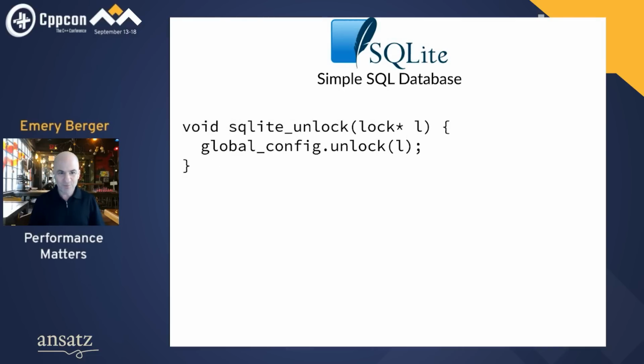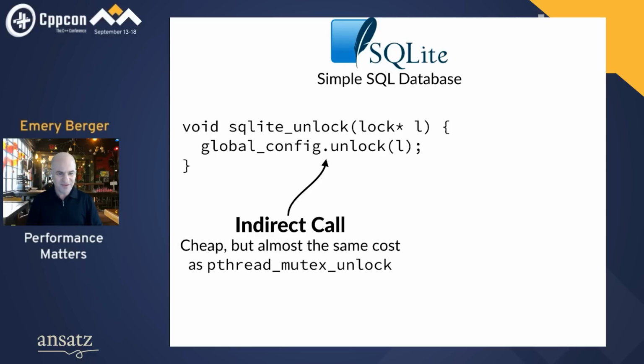So the way that SQLite unlock works is there's a level of indirection, right? So rather than calling something directly, it indirects through global config, and then it makes this function call. So it's an indirect call. And I think most people in the audience here would be like, well, indirect calls are not that expensive. And some people in C++ land really hate the idea of using virtual dispatch. I think it's a subject of some contention. It's usually pretty fast. The problem is that pthread mutex unlock is also pretty fast.